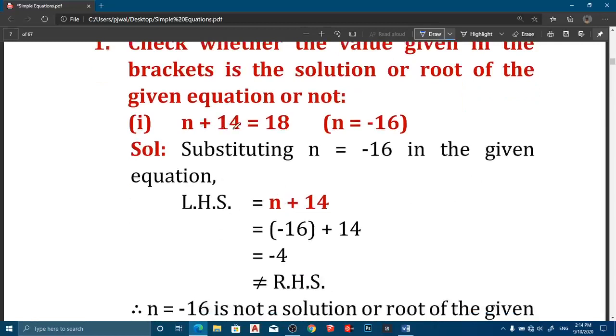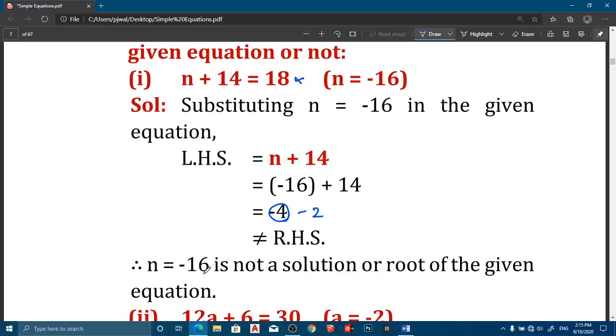So take only the LHS value. LHS is n plus 14. So in place of n, I am writing n is equal to minus 16. So minus 16 plus 14 is how much here? Actually, it is minus 2. 16 minus 14 is minus 2 here. So this is not equal to the RHS value 18. So that's why n is equal to minus 16 is not a solution or root of the given equation. You should write, therefore, n is equal to minus 16 is not a solution or root of the given equation.